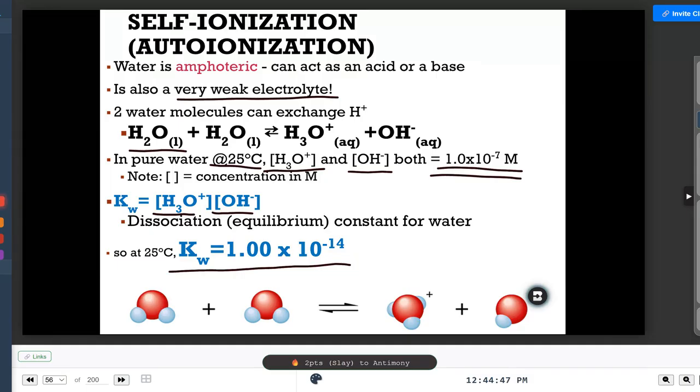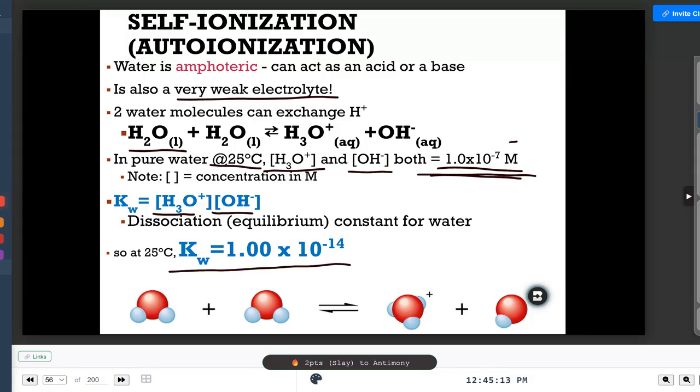Now, how many of you guys, by a show of hands, would say that 1.0 times 10 to the negative 7th molar hydronium ion concentration is a small amount? Raise your hands. How many of you would say this is a large amount? Okay. So, thank you for being courageous and actually raising your hands. Most of you said that this was a small amount.